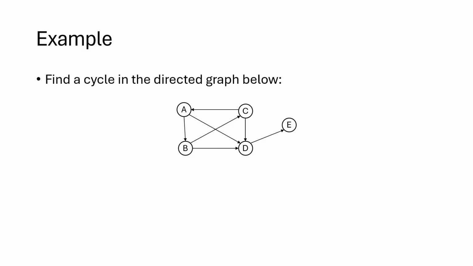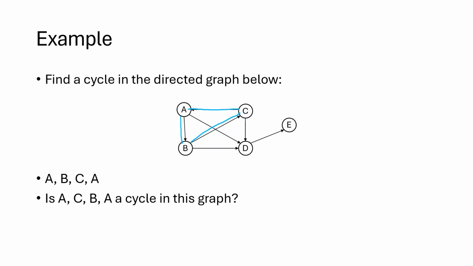Here's an example with a directed graph. So if you look at this graph and we are looking for a cycle, we can go from A to B, then B to C, and C back to A. So that's a cycle, A, B, C, A. And the length of that cycle is 3.